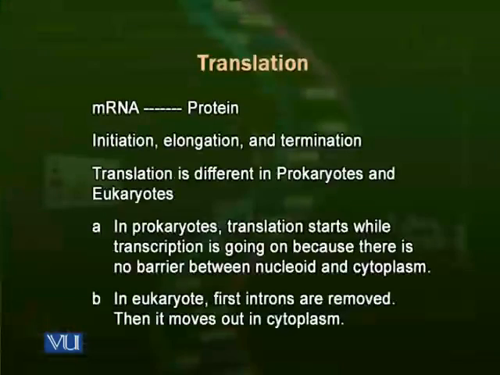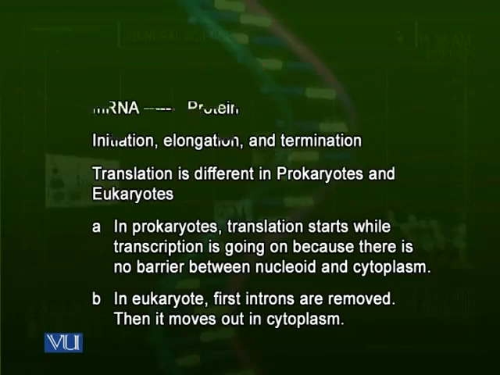But what happens in prokaryotes is that when their messenger RNA starts forming, coming out of the transcription bubble, it directly comes out into the cytoplasm, and ribosomes come and attach to it and start translating it. So in eukaryotes, introns are removed and the mRNA comes out of the nucleus, reaches the cytoplasm, and is then ready to be translated. What actually happens?